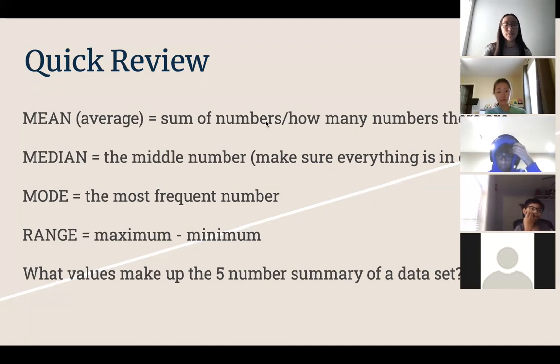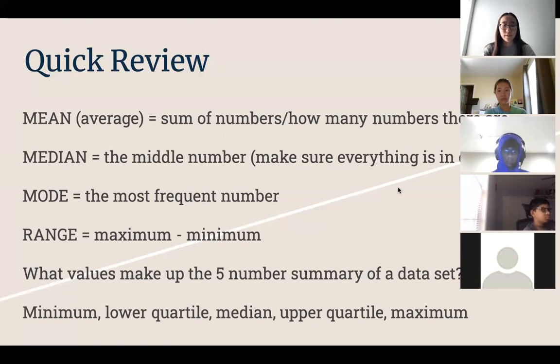Okay. So this is very important. The 5-number summary has the lowest number, the median of the lower quartile, the median of the whole data set, the upper quartile, and then the largest number in the data set. You can see it on the screen as well.